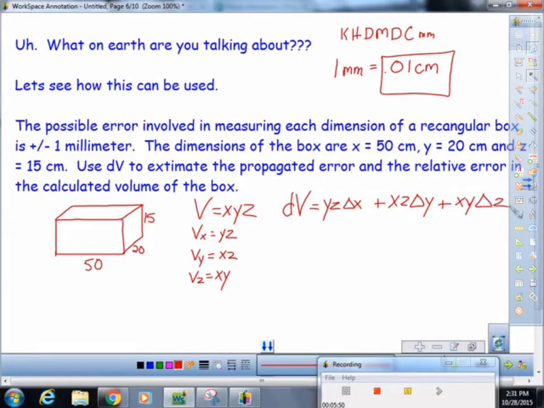So what we actually want to do is find the propagated error first. The propagated error is the amount of units that we are off by. So the propagated error is going to be in the same units as whatever units we calculated. Volume is going to be, in this case, cubic centimeters, so our propagated error will be in cubic centimeters. Relative error is going to be a percentage. That's a more useful value.